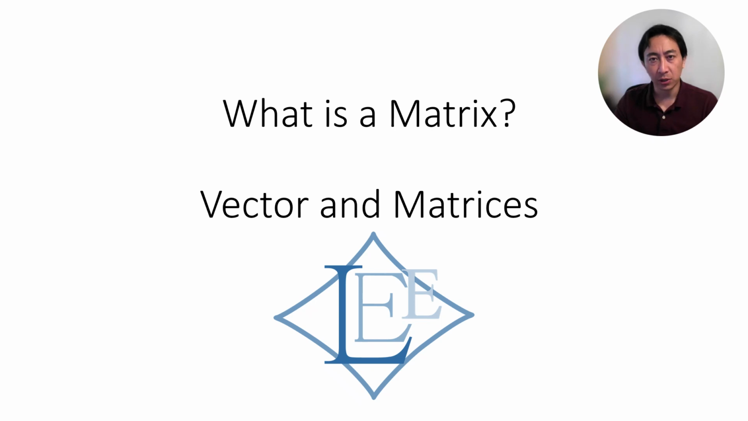In the last video, we looked at what a vector was. Now we're going to take a look at what a matrix is, and in future videos, we'll look at how we can interact both vectors with other vectors and matrices with other matrices, as well as vectors and matrices together.